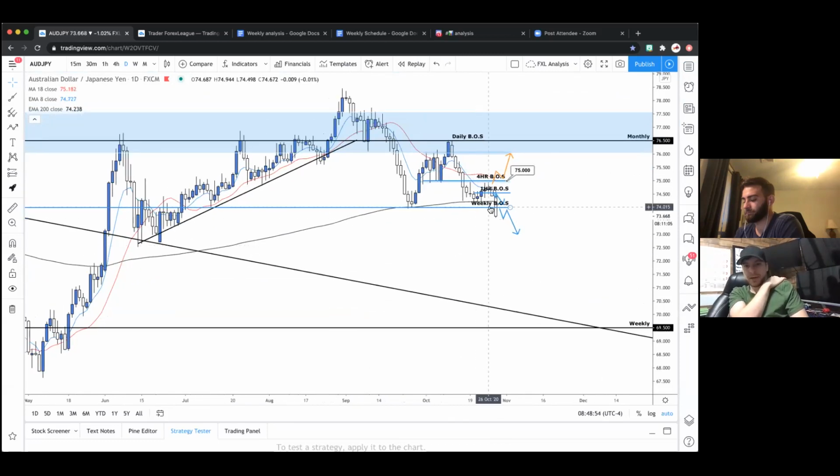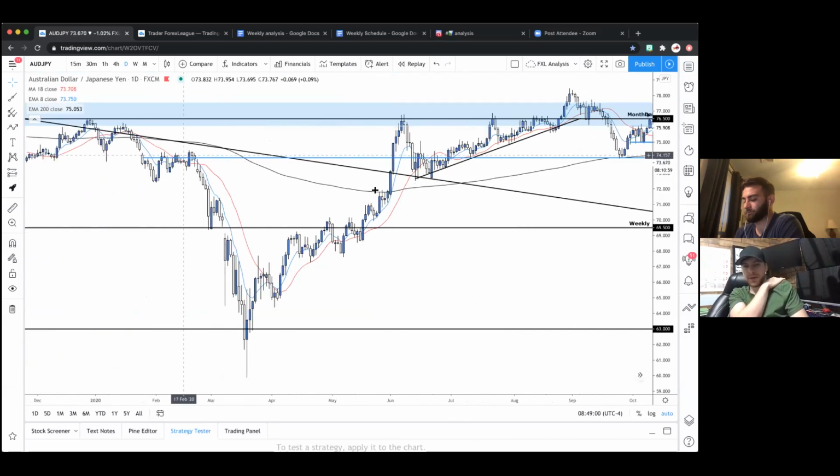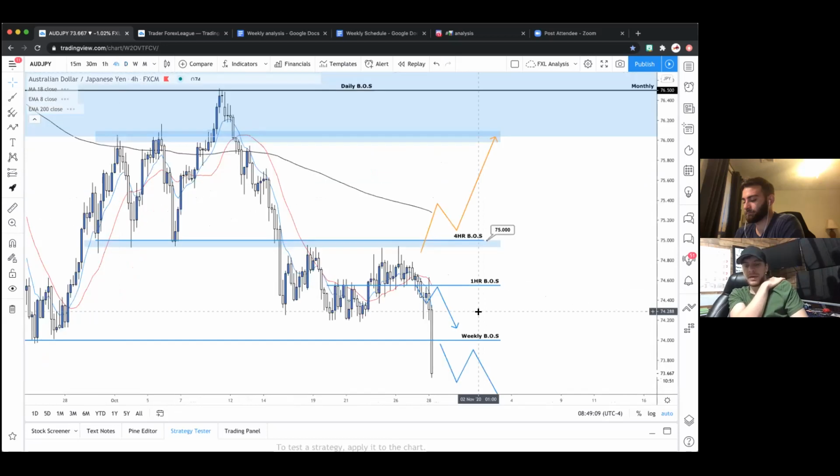We're actually breaking a weekly zone right now, because this was a break of weekly structure here. Lower high. Price action moved through it, gave us a higher low. So this zone has some weight to it. If we can break below this zone, this thing could be in for one hell of a drop. So let's zoom out.